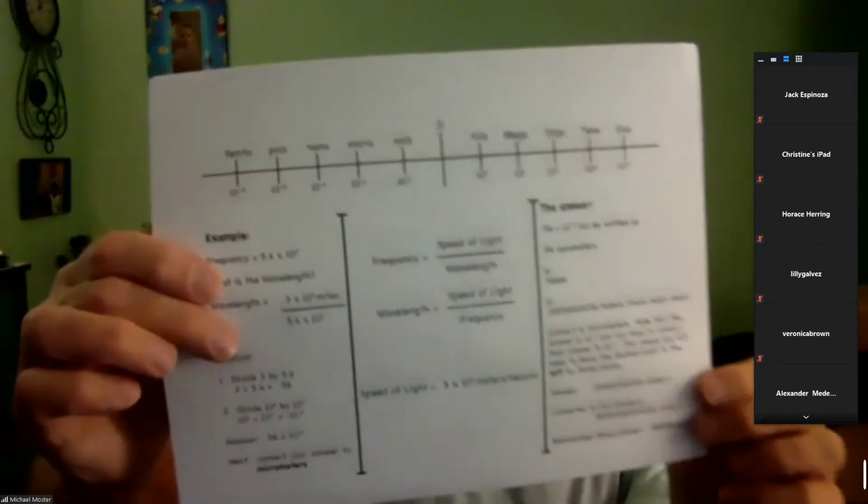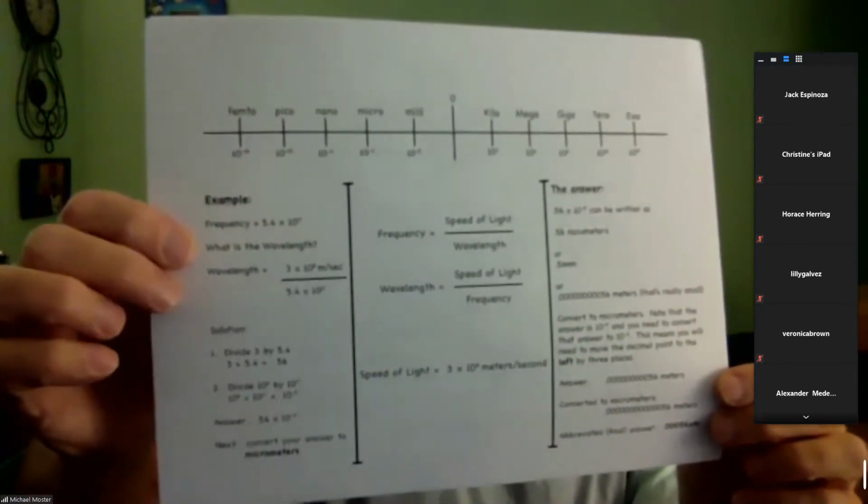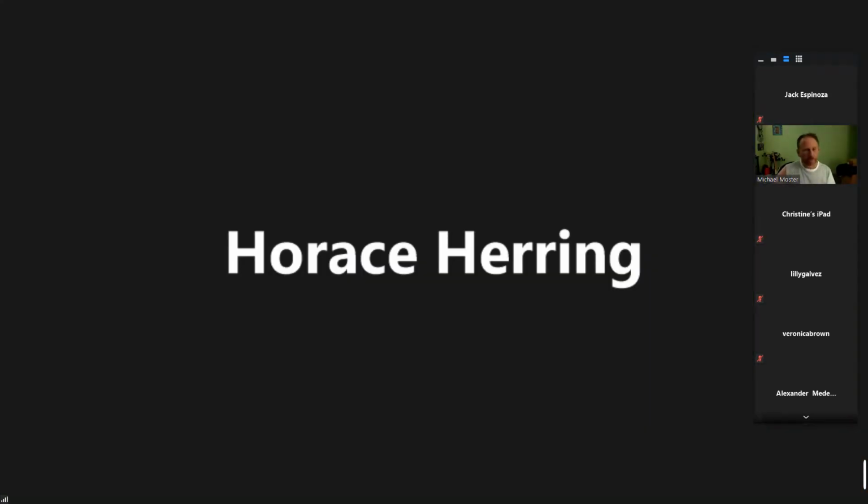Horace, I am looking at this page. Is that the same one you're looking at? Yeah, that's the same one. Okay, follow me on this. On the left-hand side, underneath example, I give you the frequency of 5.4 times 10 to the 17th power. That's a very, very high number. And the question is, what's the wavelength?